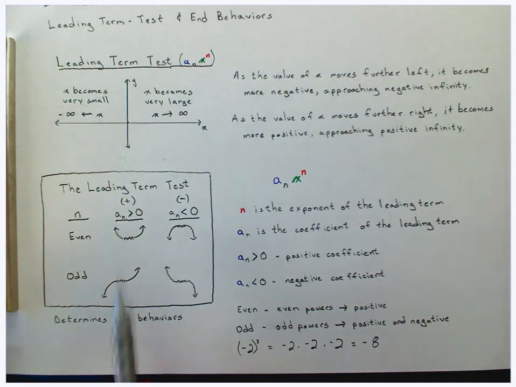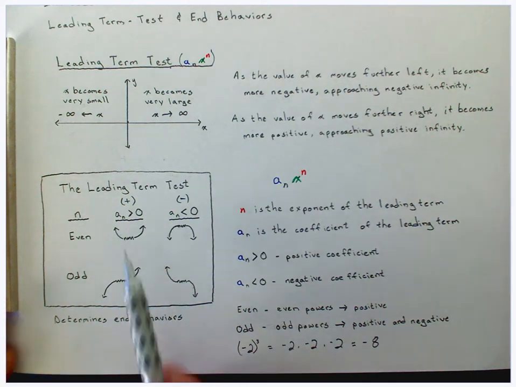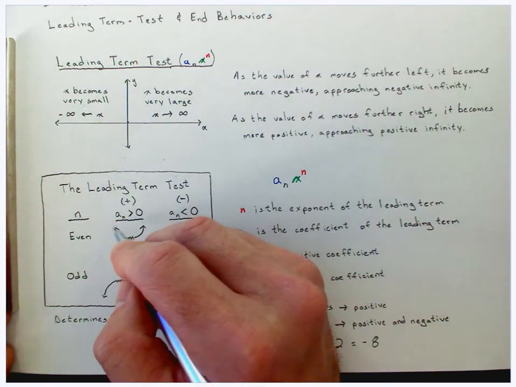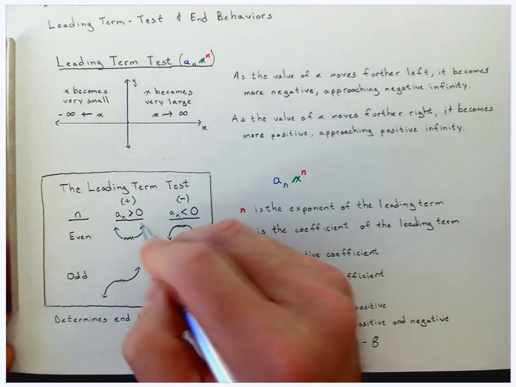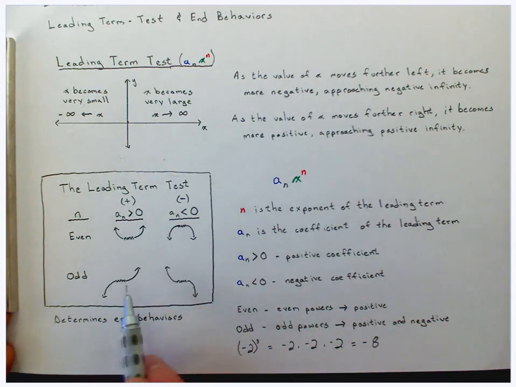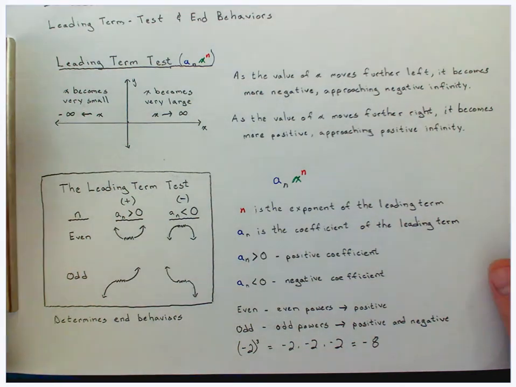The squiggly line in the middle means that we don't know what's going on there, but we know the end behaviors, because these are the ends of the graph, we'll say, okay, behave in these manners. But in the middle, the leading term test doesn't tell us what's going on in there, but we can have a general idea of how our graph is supposed to look. So let's take a look at an example.